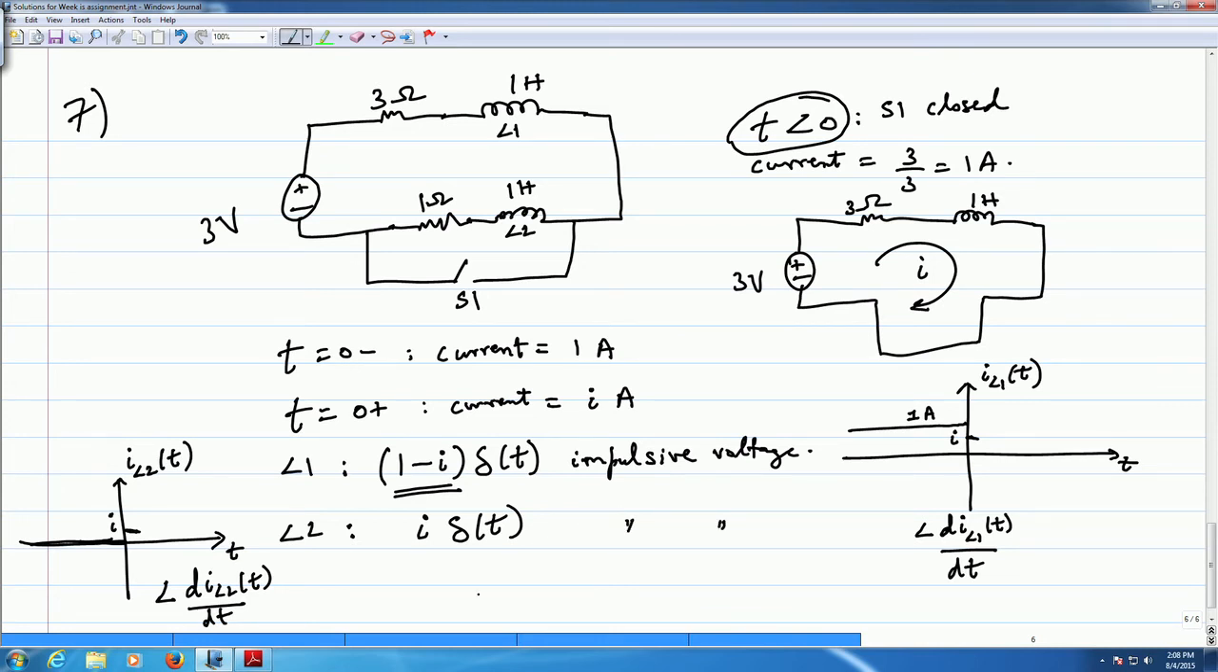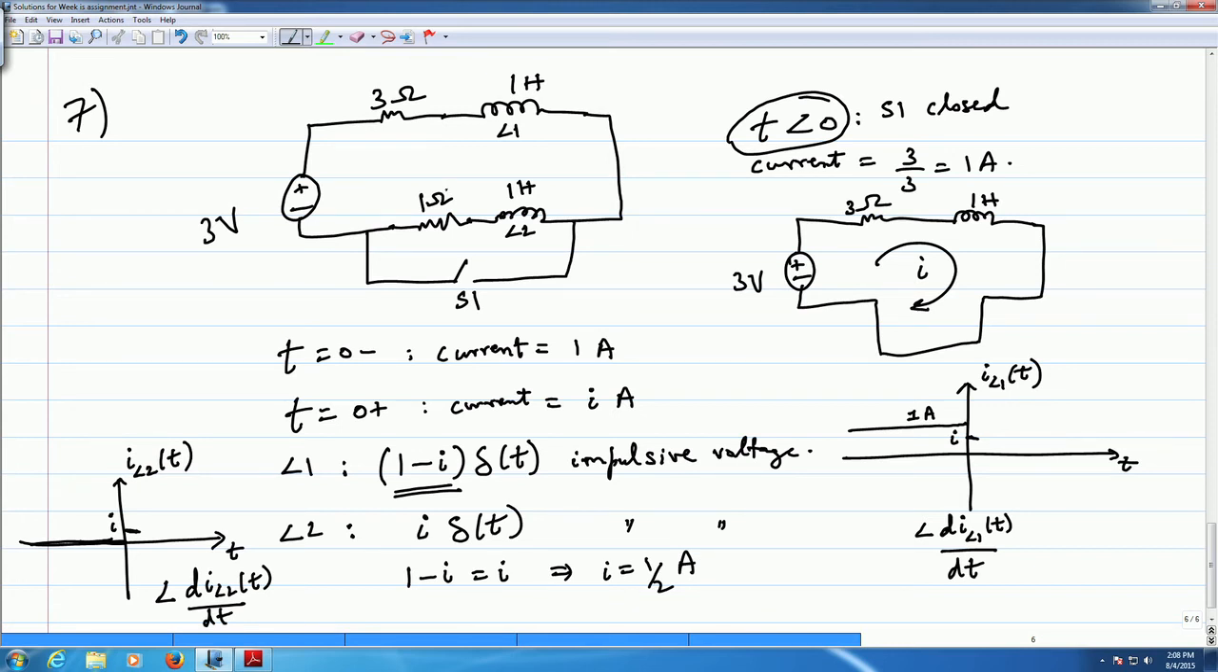Okay. So, now for the circuit voltage equations to be satisfied, these two voltages have to be the same, they have to cancel. They will be in different directions because the current will be reducing in one and increasing in the other, one will be positive, the other will be negative, they will cancel each other out, and for them to cancel each other out, you need to have 1 minus I equals I, which implies I equals half ampere.